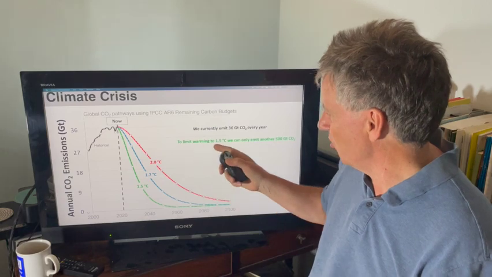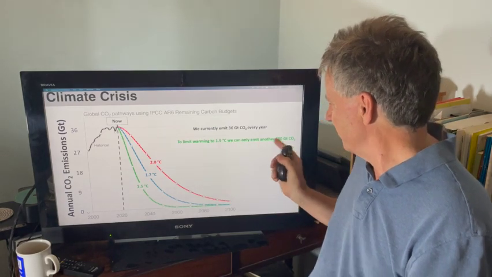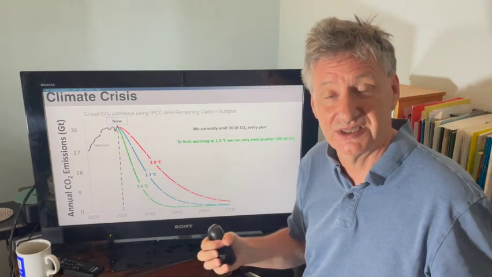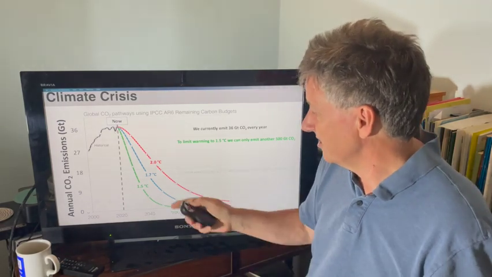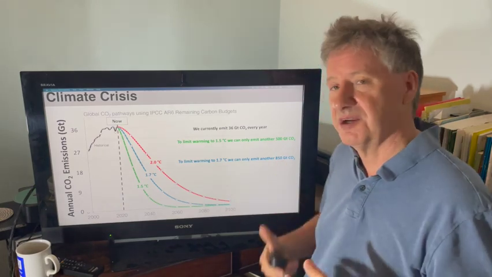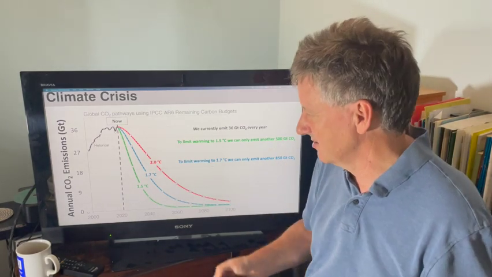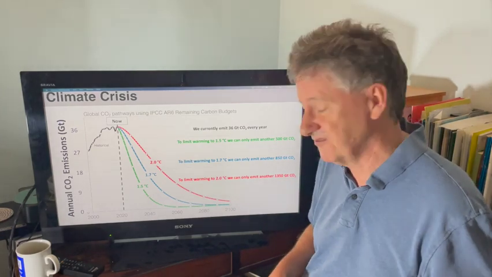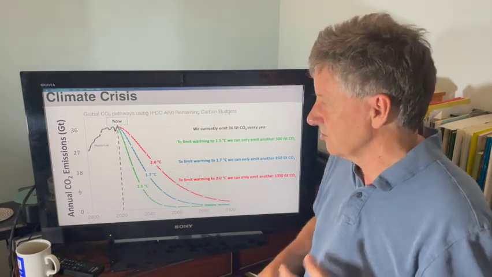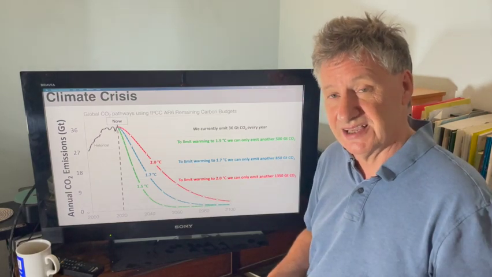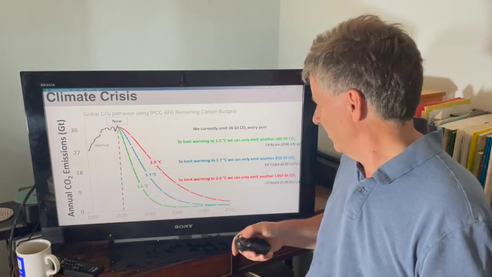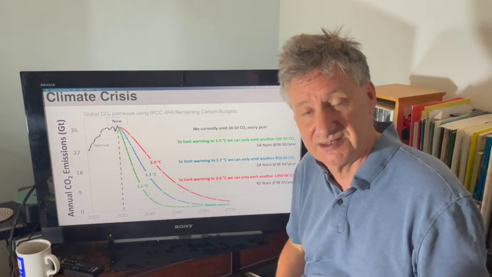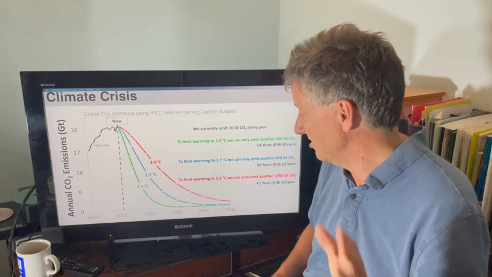So to limit warming to 1.5 degrees Celsius, we can only emit another, that's the whole Earth, another 500 billion tons of CO2. To limit it to 1.7, we've only got another 850 billion tons. To limit it to 2 degrees, we can only emit another 1,350 gigatons. So just to tell you how long that is, if we don't do anything, at 36 billion tons a year, that's 14 years. So this is going to happen in your lifetime.